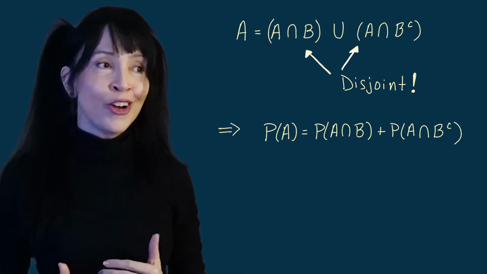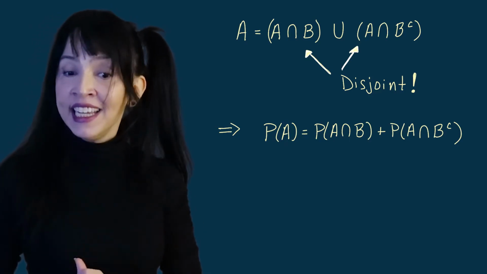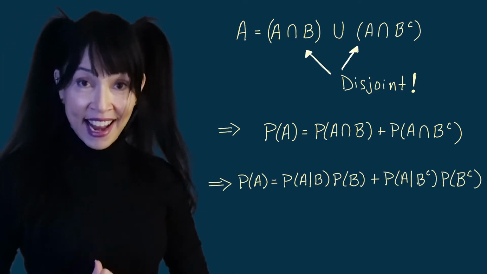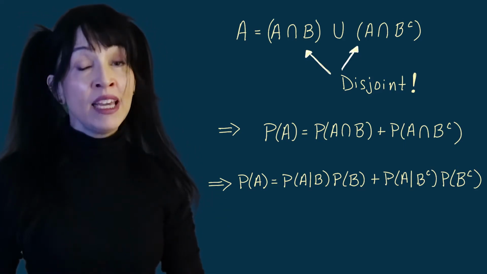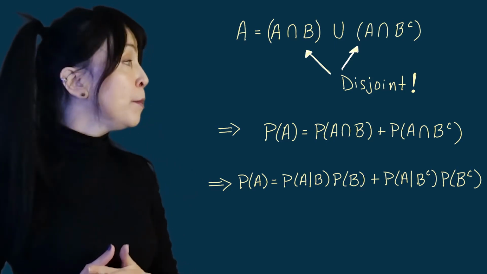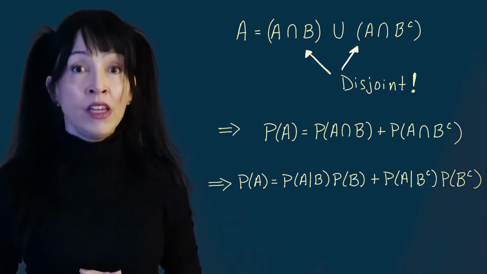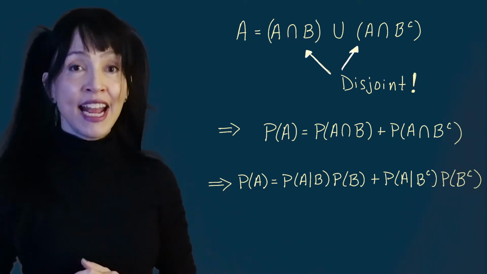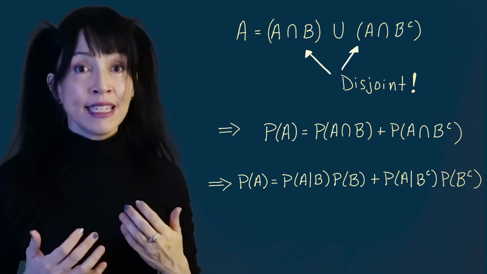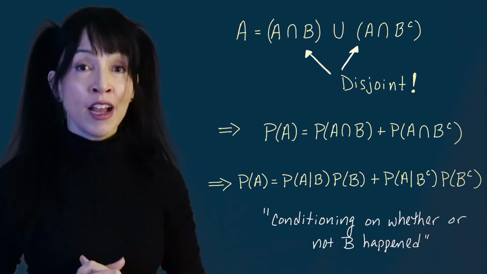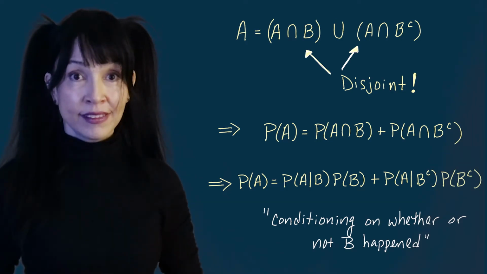And using our new idea of unraveling the definition of conditional probability, I can write the probability that A happens as the probability of A given B times the probability of B, plus the probability of A given B complement times the probability of B complement. So for finding the probability that an event A happens by dragging another event B into the problem, this is a technique called conditioning on B, or conditioning on whether or not B happened.